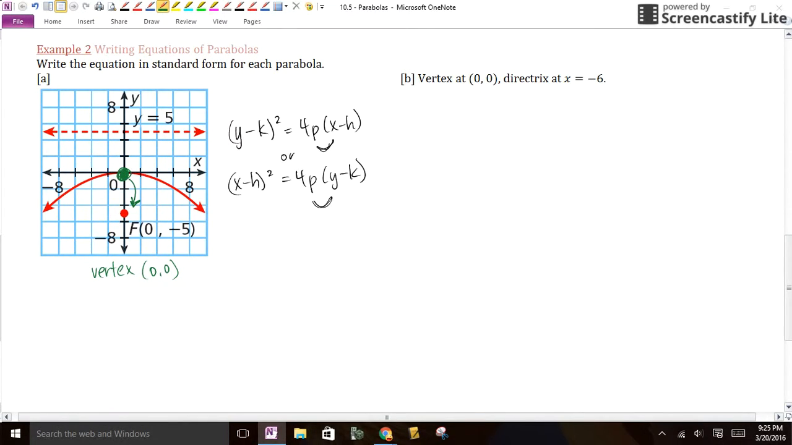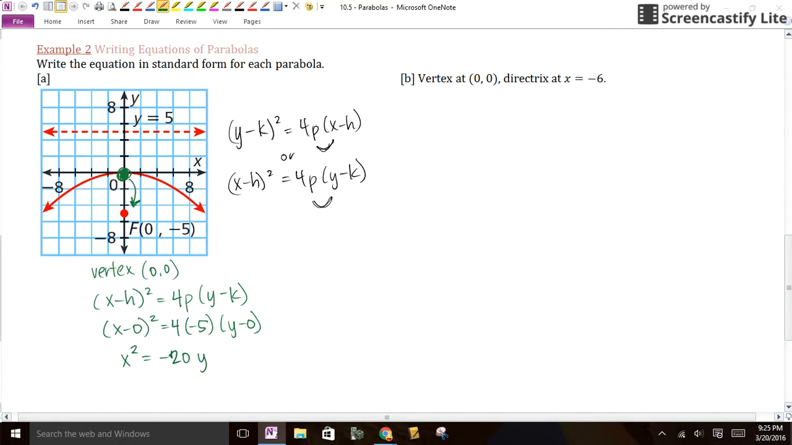Well, that means it's in the y direction, so I know it's equation number 2. So I know that this is x minus h squared equals 4p, because again, p went down, so that's in the y direction, so p is going to be right next to this. Well, now we're going to fill in the stuff we know. We know that p is -5. We know h and k because they are 0, 0. So here you go. x minus 0 squared equals 4 times -5 times y minus 0. And most people will clean that up: x squared equals -20y.